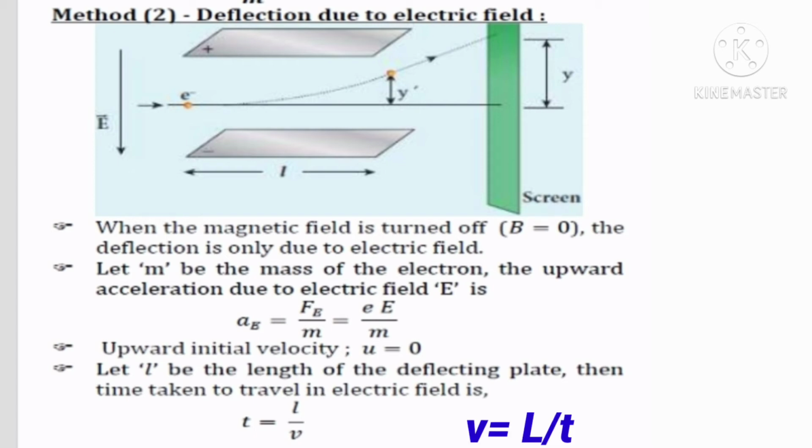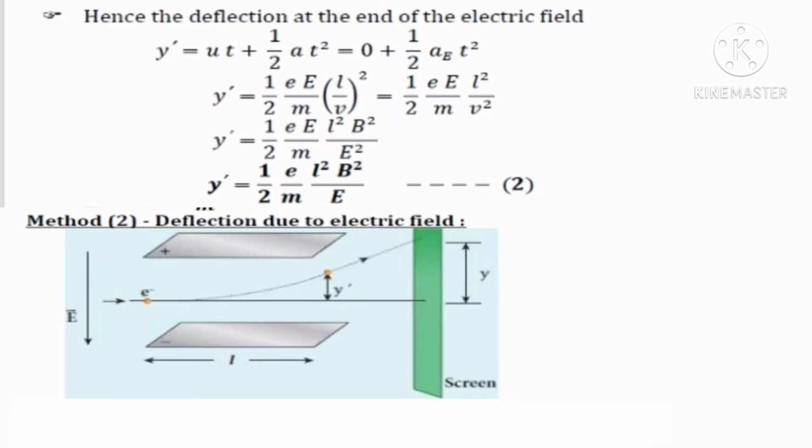Velocity is equal to what? Distance traveled by the cathode ray divided by time. Then time is equal to what? Length divided by velocity. Look at the picture. From the picture, we can write the equation of motion for the cathode ray due to the deflection at the end of the electric field as y dash is equal to ut plus half at squared.